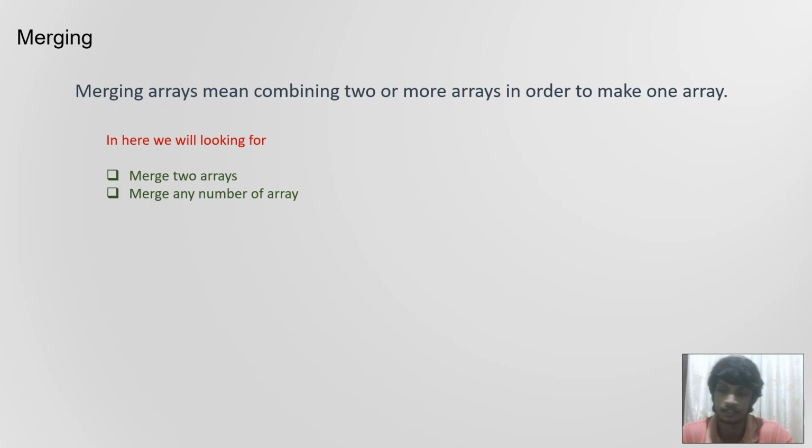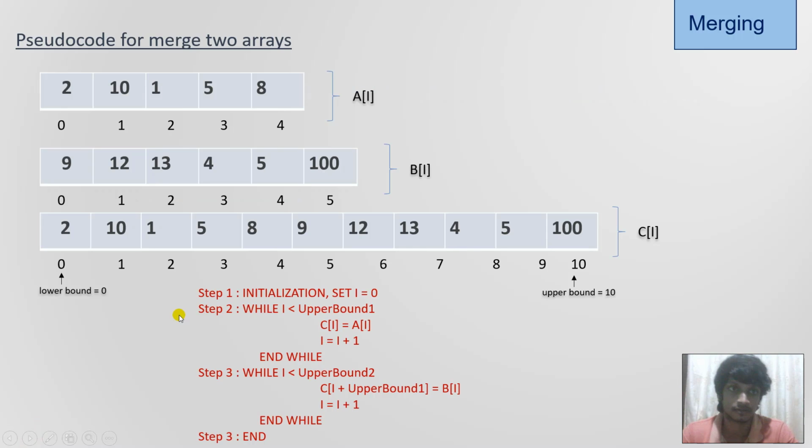And in here we are going to discuss how to merge two arrays and how to merge any number of arrays by using array data structures. So this is the pseudocode for merging two arrays. Imagine this is our first array and this is our second array, which are A and B, and this is the combined array, which we can represent after merging these two arrays.